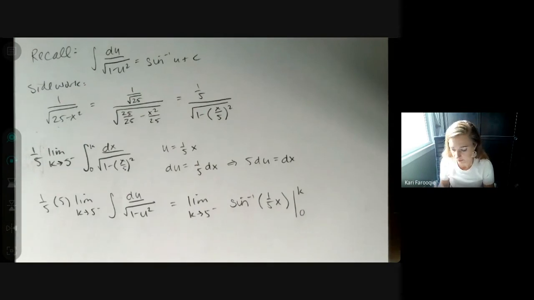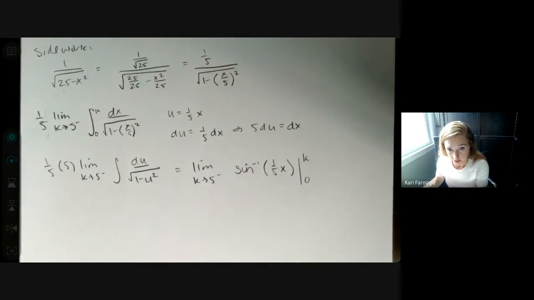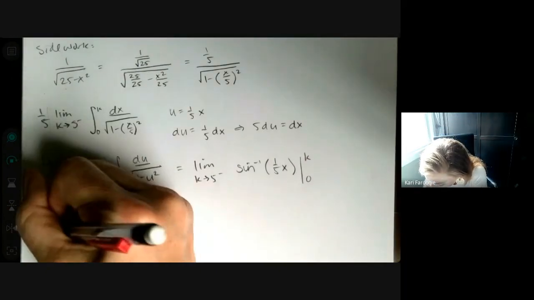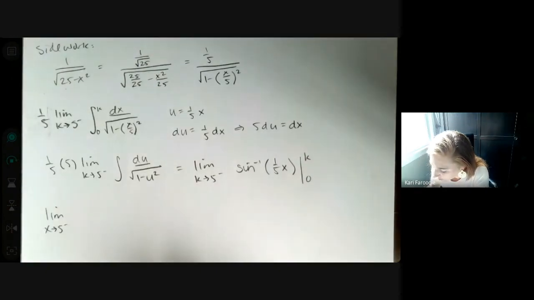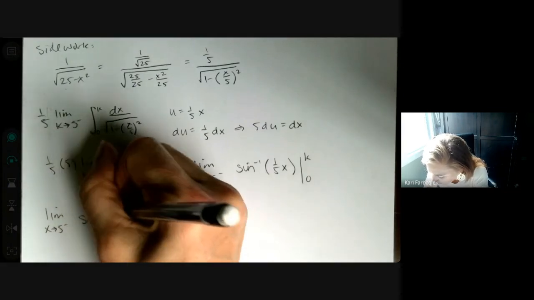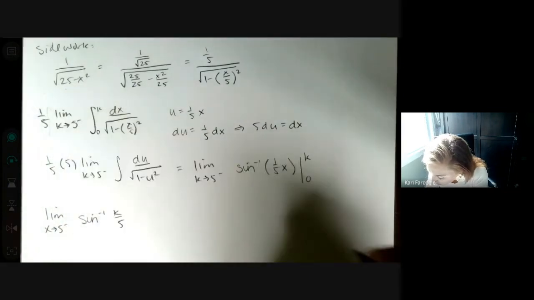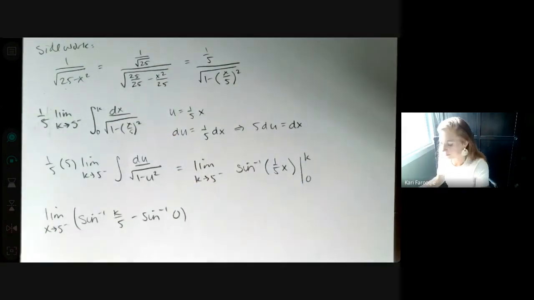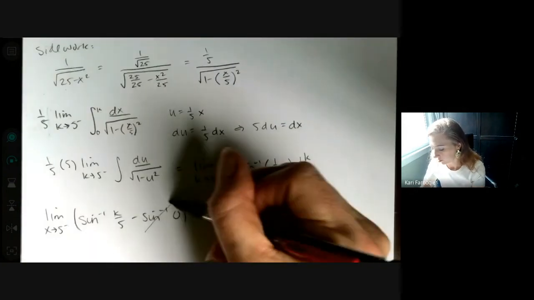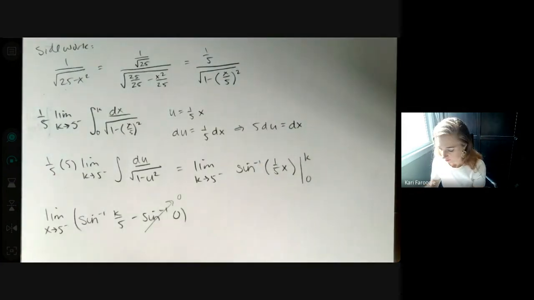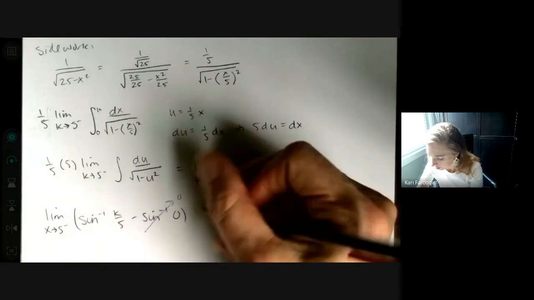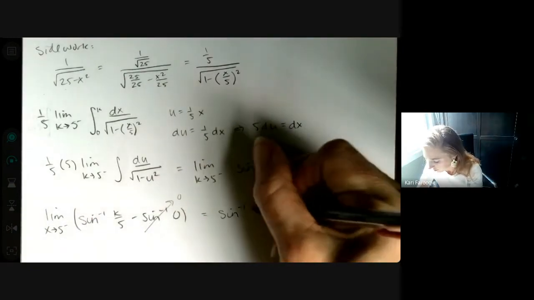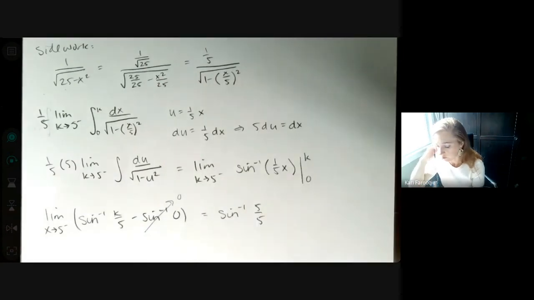All right. Now we'll go ahead and evaluate this using the FTC. This is the limit as k approaches 5 from the left of the inverse sine of k over 5 minus the inverse sine of 0. Now the inverse sine of 0 is 0 because the sine of 0 is 0. So that one is going to go. What you're worrying about now is this one. And when you evaluate the limit, you get the inverse sine of 5 over 5, which is the inverse sine of 1.